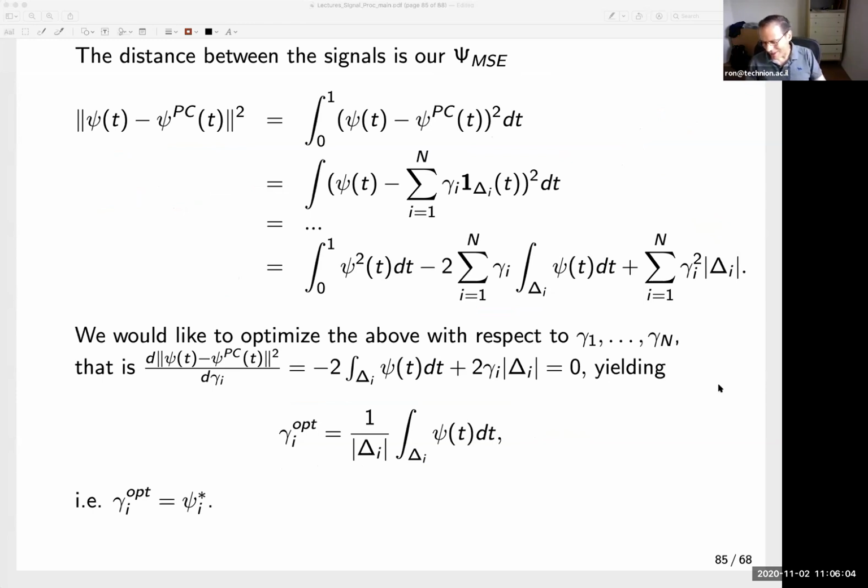Now we have to quantize our gammas. I mean, somebody has to tell us you're not allowed to use as many gammas. In a general case, it would be capital N gammas, but it should be a much smaller value, something smaller than capital N.